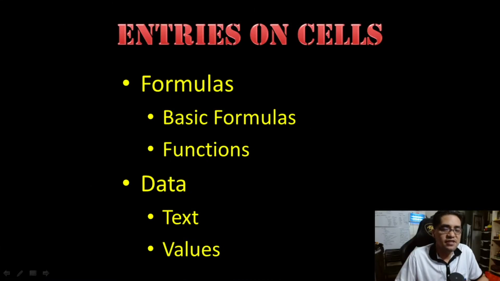Let's do a quick review of something you already learned from a previous lesson. There are two main types of entries that you can put on cells. There are formulas and there are data. There are two types of formulas: the basic formulas, and then you have functions. Then you have data, and the two main types of data are text and values. We already talked about text, values, and basic formulas, and in this lesson, we'll talk about functions.